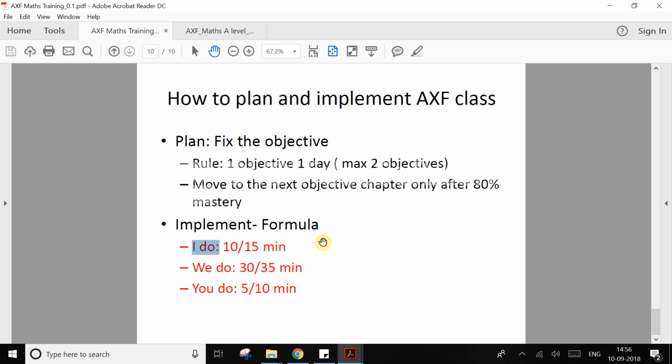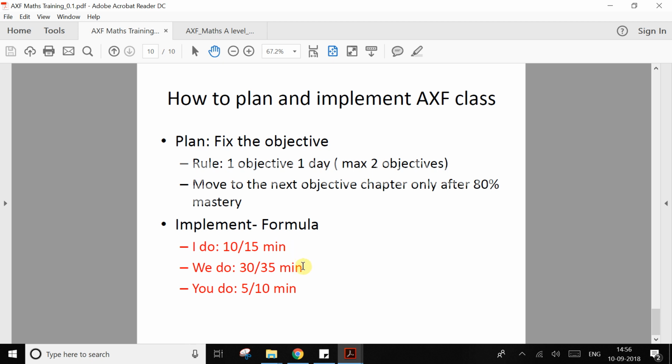After 15 minutes, please stop talking, right? Please stop teaching in front of the class. In 15 minutes, plan your lesson. You can tell them why they should learn this objective. You can tell them how they should be doing it. You can tell them the real life application of it. Everything you can do in the first 10 to 15 minutes. You can revise the previous content in the first 10 minutes. That is I do. The second part is we do.